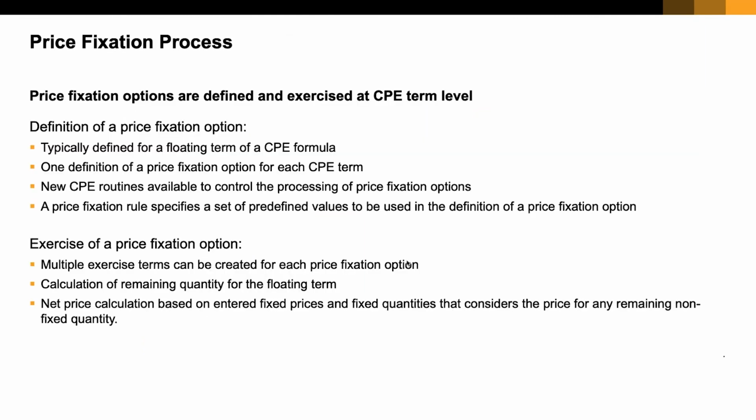So this slide is talking about where we exercise the price fixation. We do the price fixation at each term level. So if a formula has two different terms, we can do price fixation at each of these terms. And each term can have different price fixation quantities. Like each term can have three pricing lots with different fixation values. We can do that.